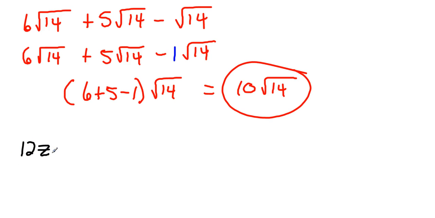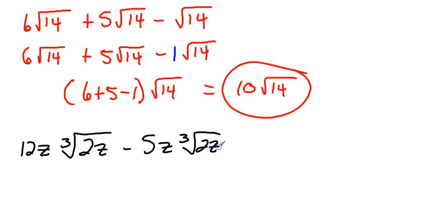Just to give you a little different look to it here. So let's do 12z third root of 2z minus 5z third root of 2z plus z third root of 2z.